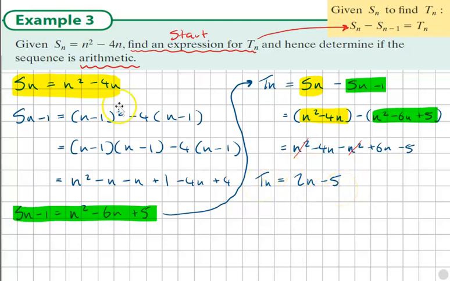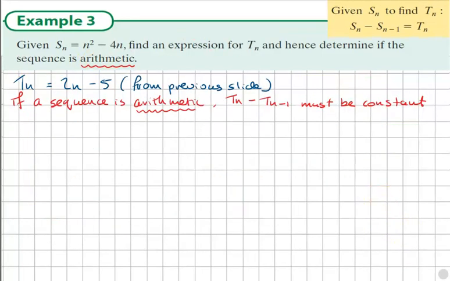So the question said, given Sn equals n squared minus 4n, find an expression for Tn. So that's what we did. And hence, we're going to determine if the sequence is arithmetic. So Tn equals 2n minus 5. That's from the previous slide.